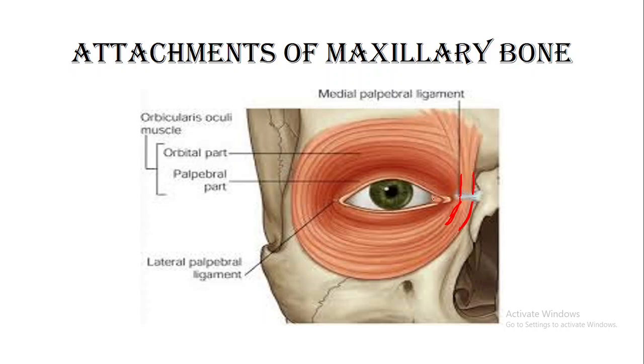And next attachment is the medial palpebral ligament. So this is the medial palpebral ligament, which is attached to the frontal process of maxillary bone, and it is present between the two parts of the orbicularis oculi muscle, the one which originates from the frontal bone and the one which originates from the maxillary bone. Between these two parts there is presence of medial palpebral ligament, and this is the lateral palpebral ligament.